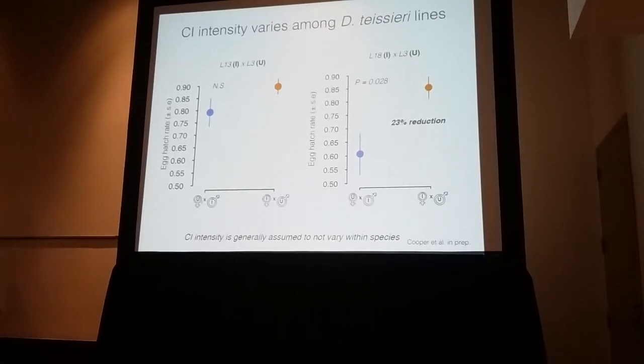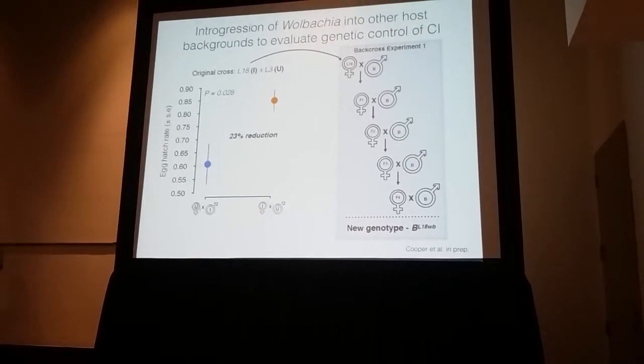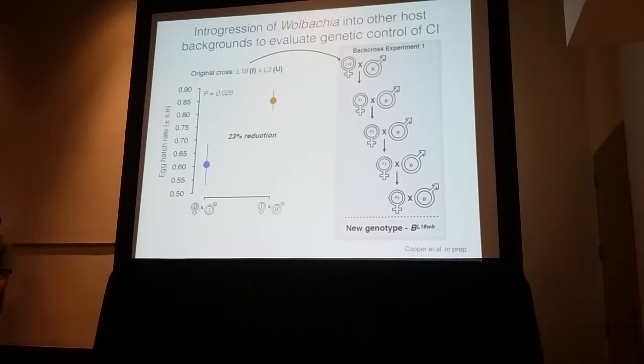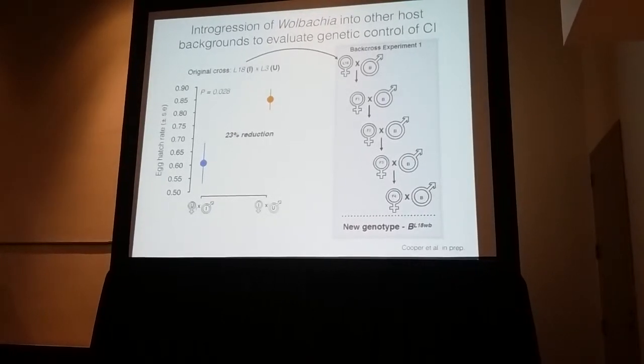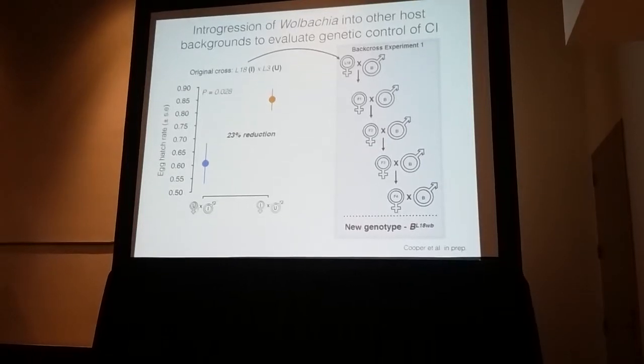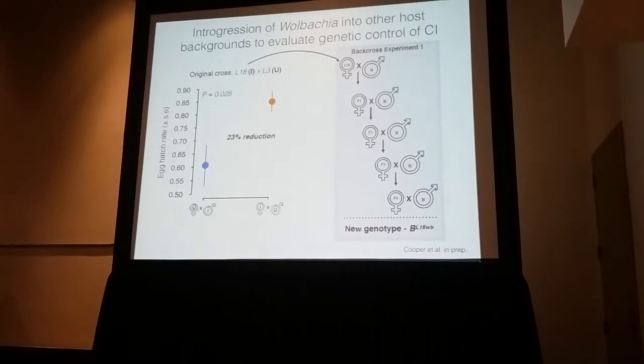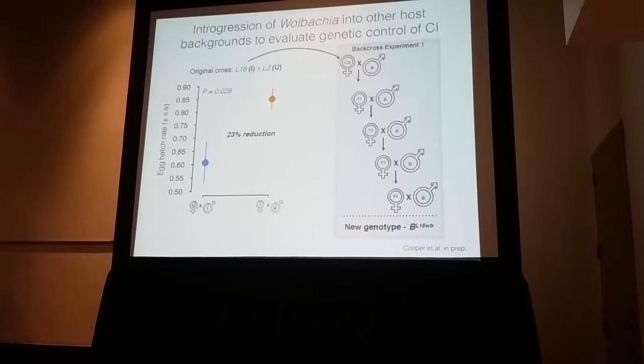The way we got at that is that we introgressed these Wolbachia, I'm just showing you one of the same figures I showed you before, into common backgrounds, and then we look to see, does this persist? In most Wolbachia systems, you would put the Wolbachia in a different background, and you would see it still does or does not cause cytoplasmic incompatibility.